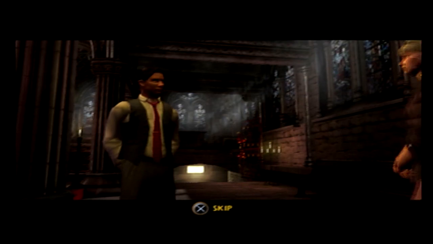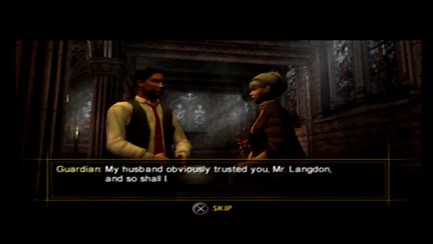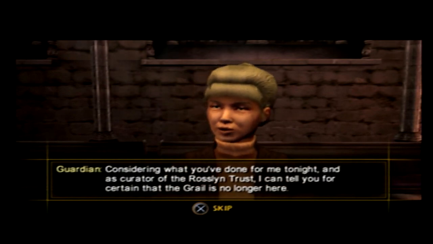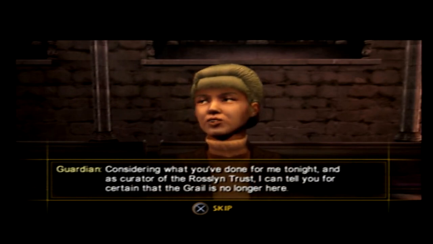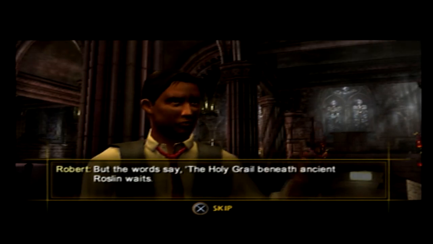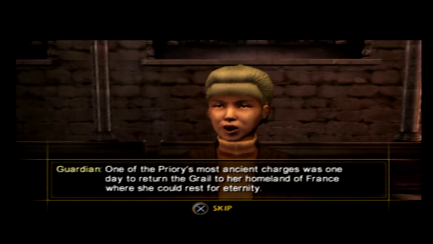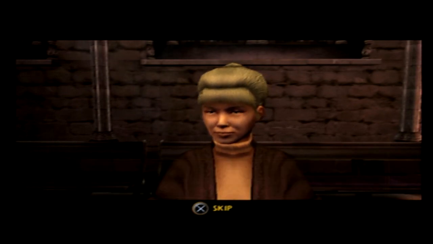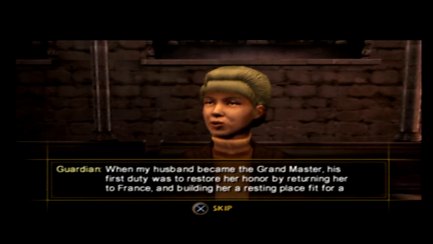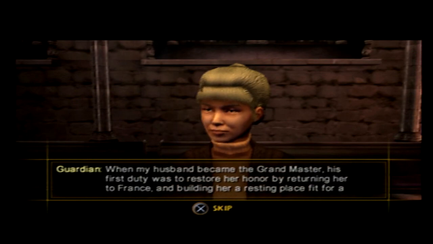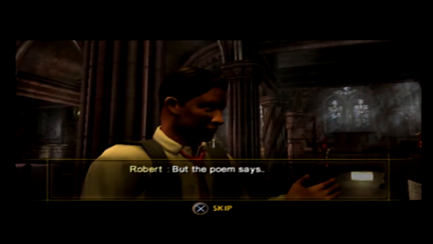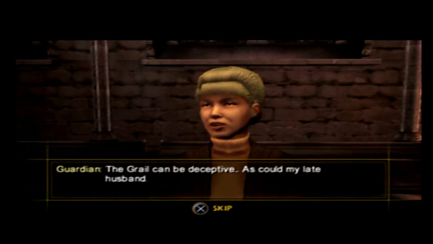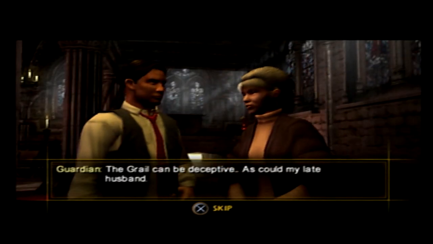And there's the reason for the Princess Sophie. My husband obviously trusted you, Mr. Langdon, and so shall I. Considering what you've done for me tonight, and as curator of the Rosalind Trust, I can tell you for certain that the Grail is no longer here. But the words say the Holy Grail beneath ancient Rosalind waits. One of the Priory's most ancient charges was one day to return the Grail to her homeland of France, where she could rest for eternity. When my husband became Grand Master, his first duty was to restore her honor by returning her to France and building her a resting place fit for a queen. But the poem says... Why does it point to Rosalind? Perhaps you've misread its meaning. The Grail can be deceptive, as could my late husband.